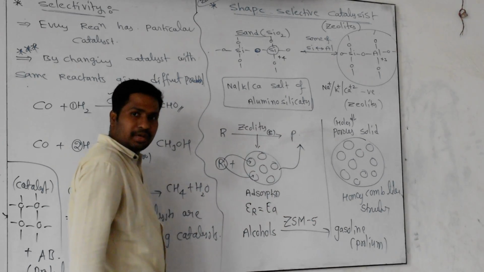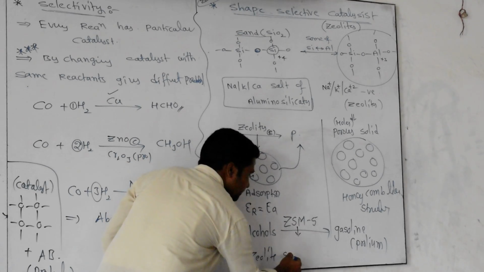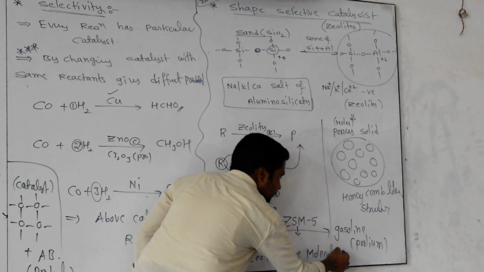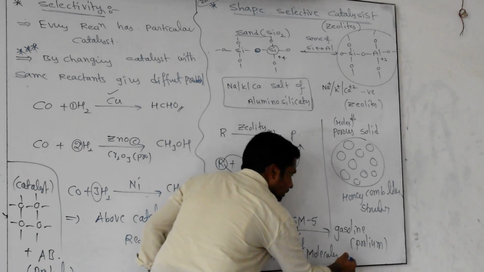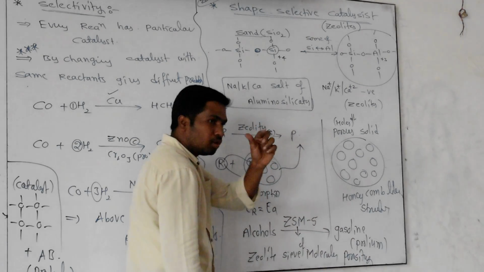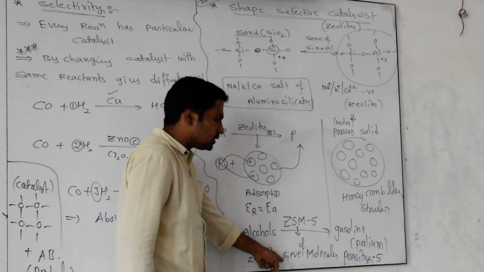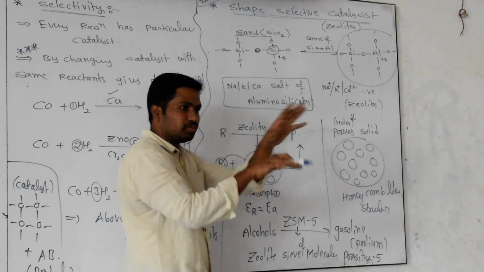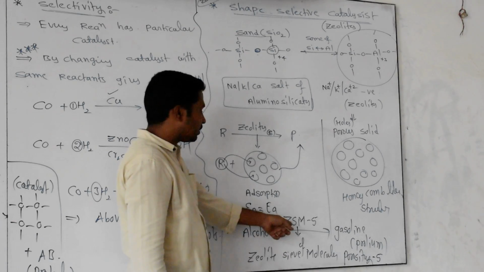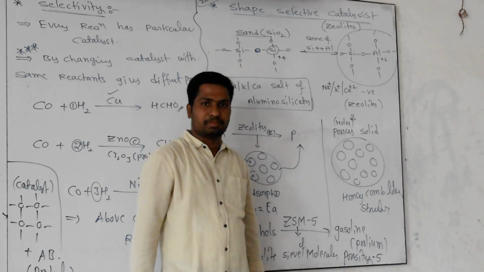What is the meaning of ZSM5? Z means, as you just now know, zeolite. S means sieve. M means molecular. Zeolite sieve of molecular porosity. Porosity means holes. Hole size is how much? 5 microns. So zeolite sieve. Sieve means like mesh; like mesh, holes will be there, like that material. And the molecular hole size is how much? 5 microns. So it is one of the best zeolites, especially in the petroleum industry, to convert alcohols into gasoline or petroleum products. Did you get it or not?